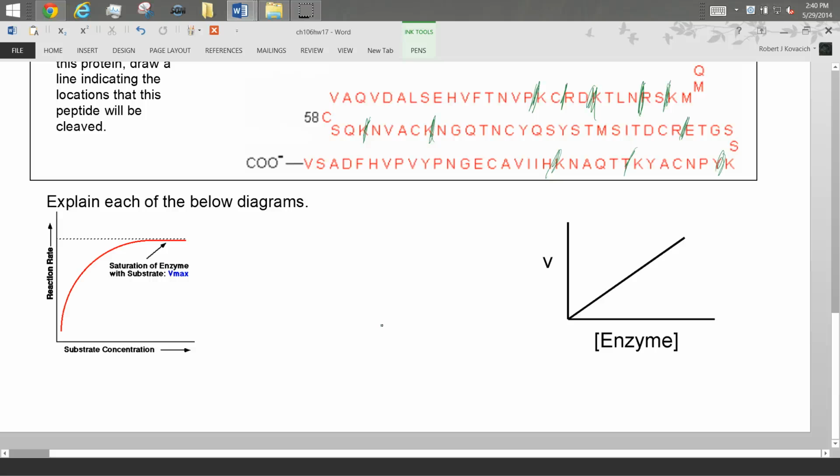Okay, so what's happening in this first diagram here? The substrate concentration's going up and the reaction's going up, but then there's only so many enzymes, so no matter how many substrates there are, the enzymes can only work so fast. They reach the maximum speed of the enzyme, right?